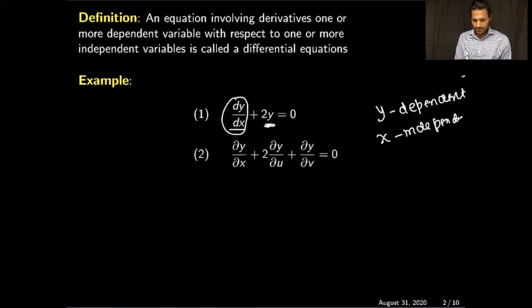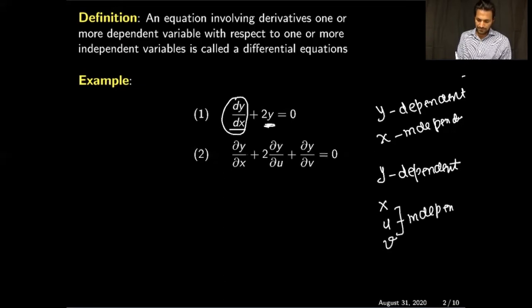This is another differential equation in which I have y as my dependent variable and x, u, and v. There are three independent variables in this differential equation. I can give you more examples here.